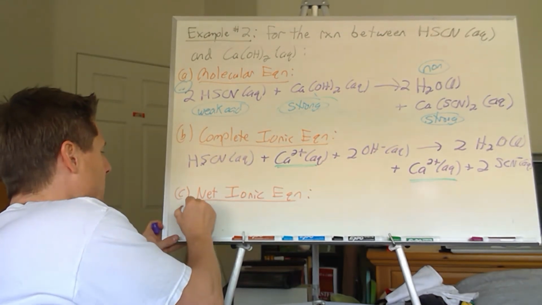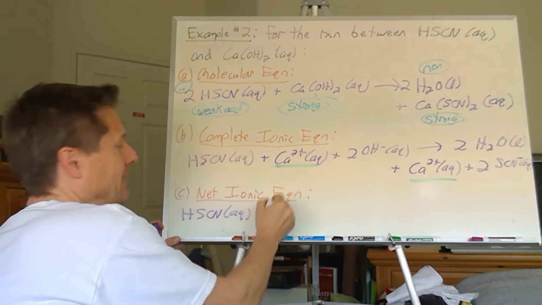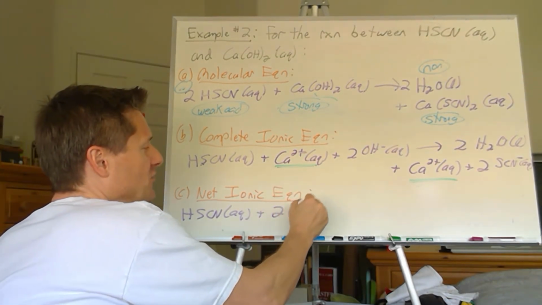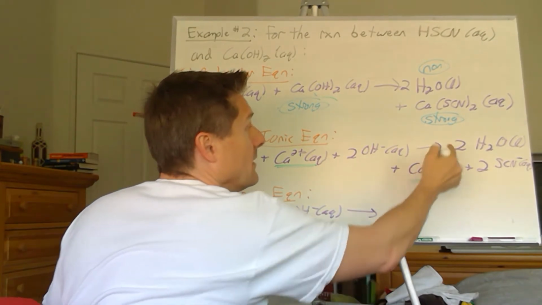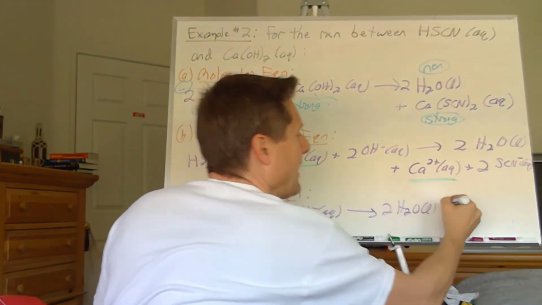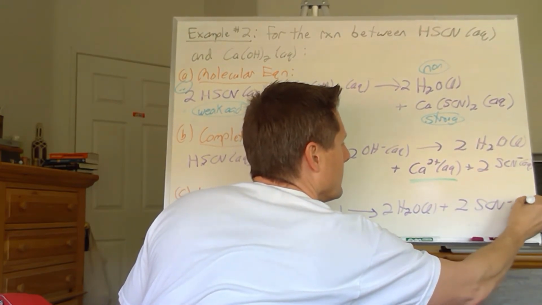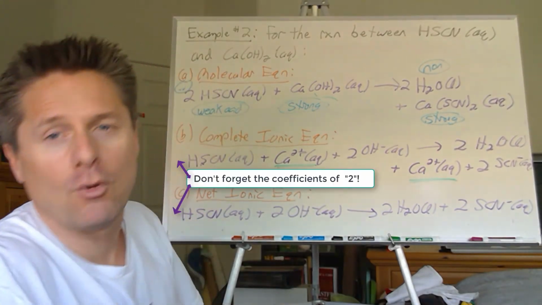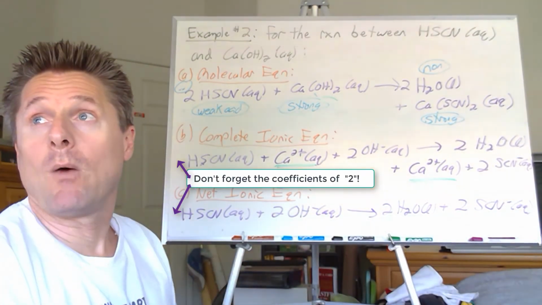So let's copy and paste the complete ionic equation and just omit the spectator ion. So we're going to keep the weak acid, forget the calcium, just get the hydroxides from that strong base moving around. We get the 2 waters, drop the calcium. Wada bing, wada boom. That's your net ionic equation without the calcium ions. We got 1 more to go.